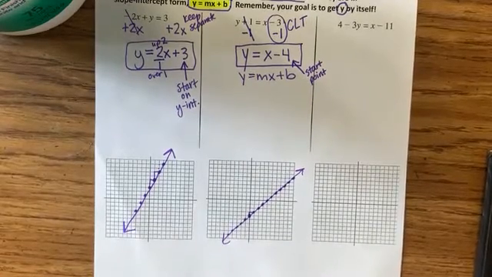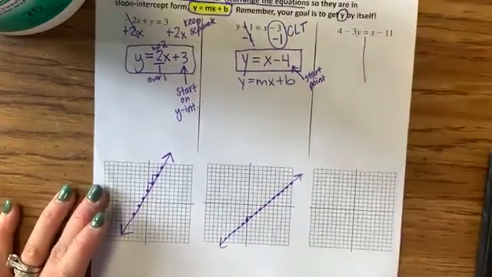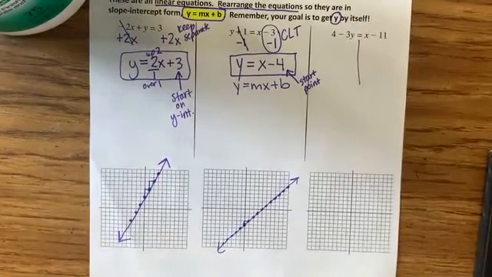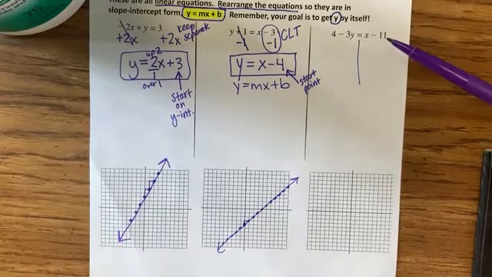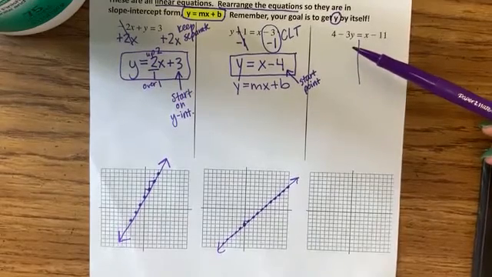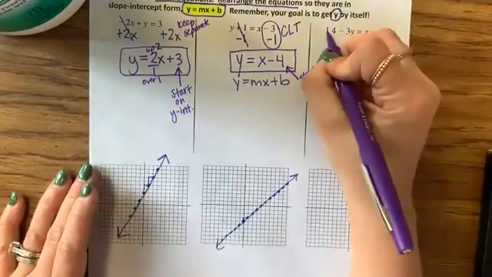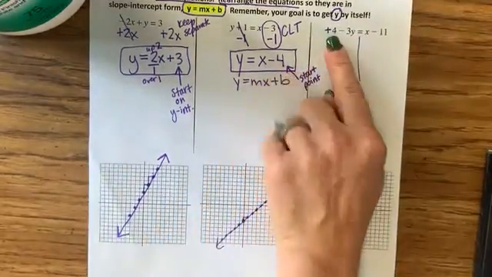This last one's got the most going on with it. I might need to draw my line here. There's a lot going on. Okay. So 4 minus 3y equals x minus 11. The only thing I want to see on this left side is the y. What do we move first? That 4, put a plus sign in front of it. That is a positive 4.